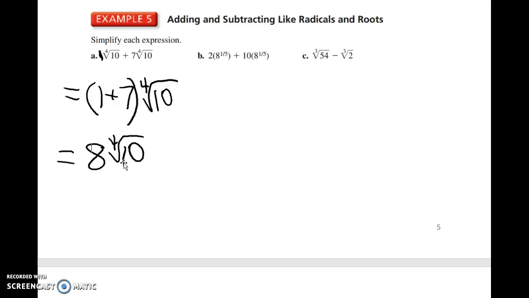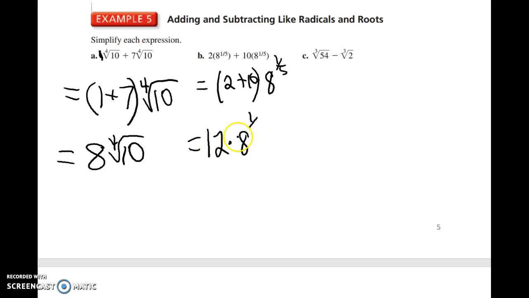Part B, same idea. So what two numbers do you think we're going to add together? Yeah, 2 plus 10 times 8 to the 1/5. And that's going to equal 12 times 8 to the 1/5. And we can just leave it like that. You can put parentheses if you want.